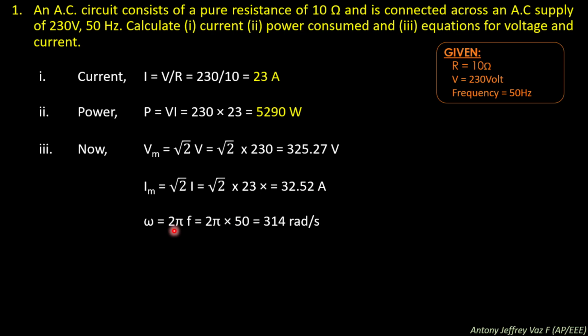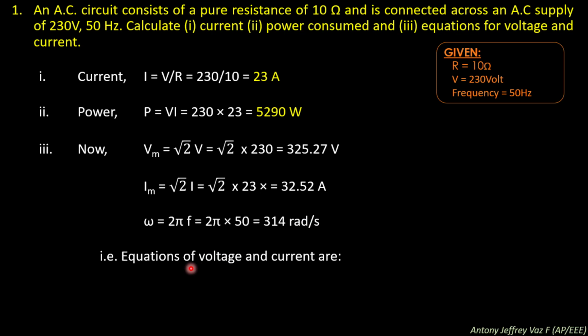The last thing you need to find is the omega. So omega is equal to 2 pi f, where f is the frequency. So you put 50 Hz. Here pi is 3.142. So you can multiply this and you will get 314 radians per second.